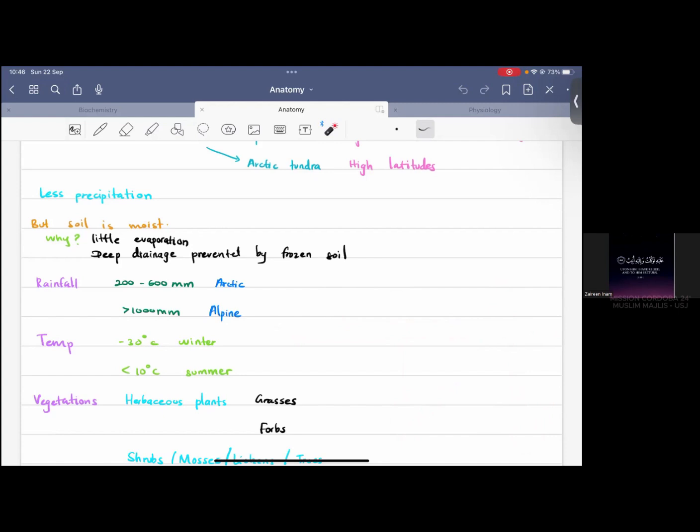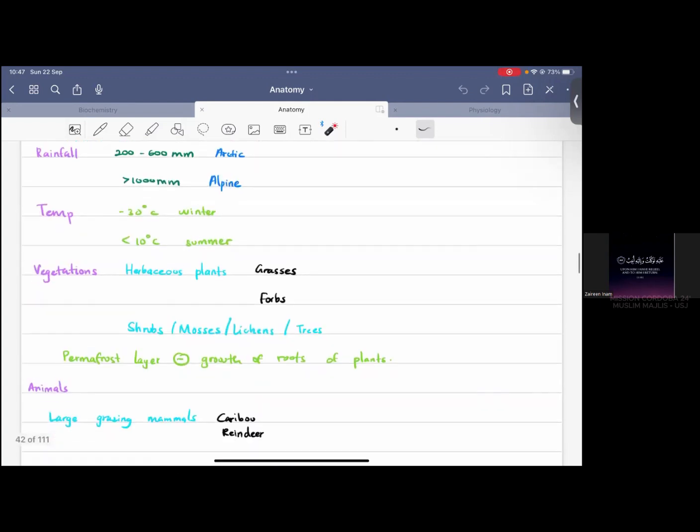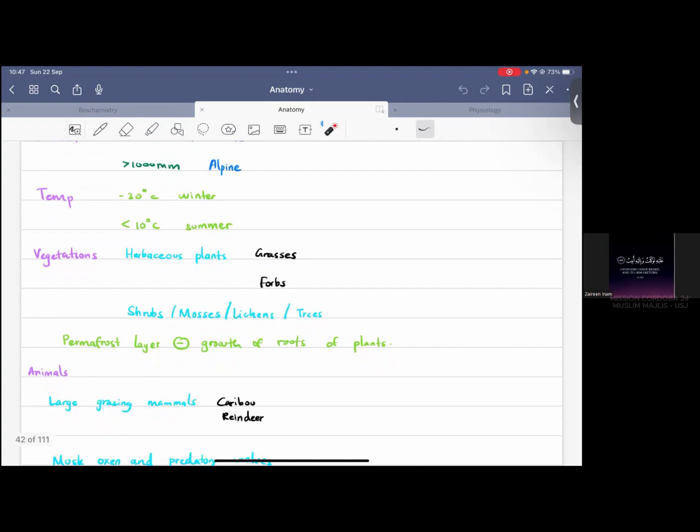The rainfall is very less, 200 to 600 in Arctic, but in Alpine, because of its altitude on the mountains, it is more than 1000. Temperature can go down to minus 30 degrees Celsius in winter and a little bit less than 10 degrees Celsius in summer. The plants you have here are mainly herbaceous plants, which are grasses and forbs. Forbs is something like ferns, okay? Then you have shrubs, mosses, lichens, trees. These need a very moist environment.